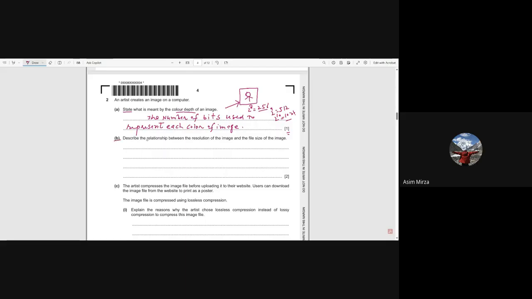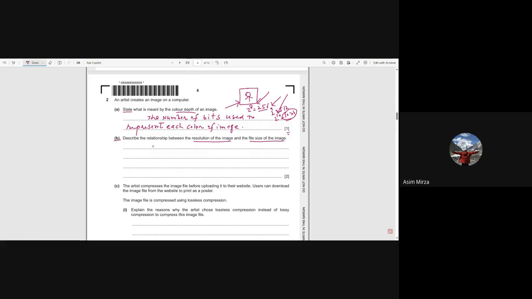So the B part: describe the relationship between the resolution of the image and the file size. This is just what I told you about. If you look over here, if we increase the number of bits, 2 to the power 8, 2 to the power 9, 2 to the power 10, then we can have more colors. When we have more colors, then definitely and ultimately the size of the image will be increased. If you decrease the number of colors, then you are compromising on the quality, which means the file size of that image will be reduced, right?